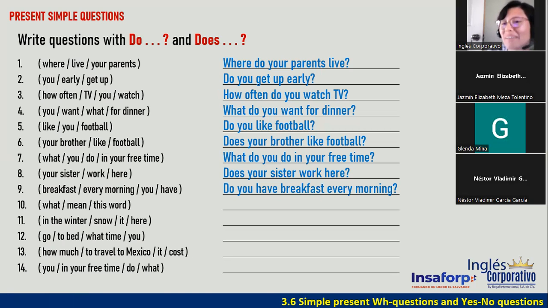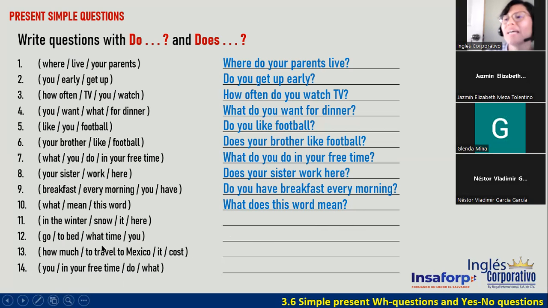What does this word...? Ahí estamos bien. Luego viene el subject. ¿Cuál sería? What does this word mean? Solo los últimos dos elementos tenemos que cambiarlos. What does this word, esta palabra, mean? What does this word mean?